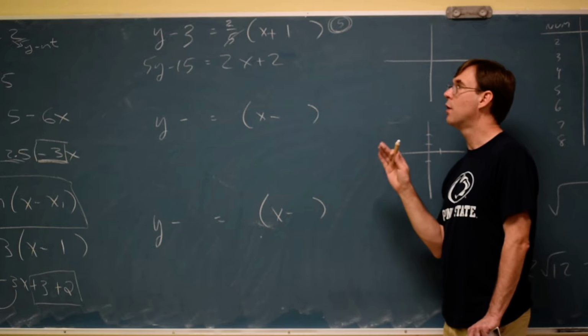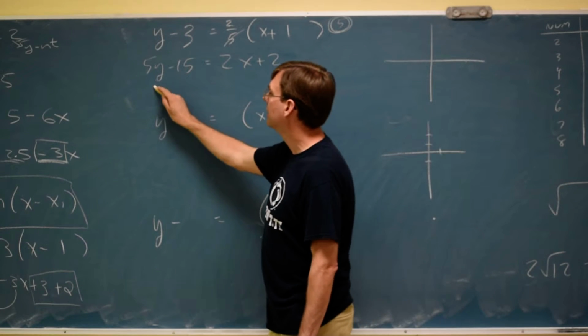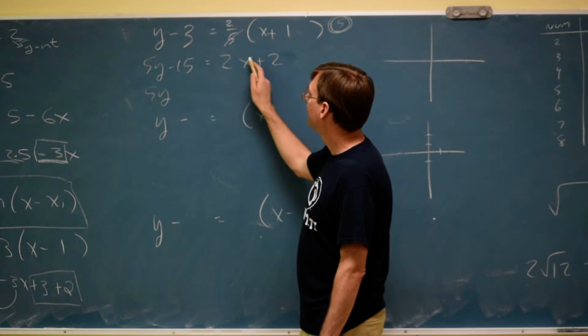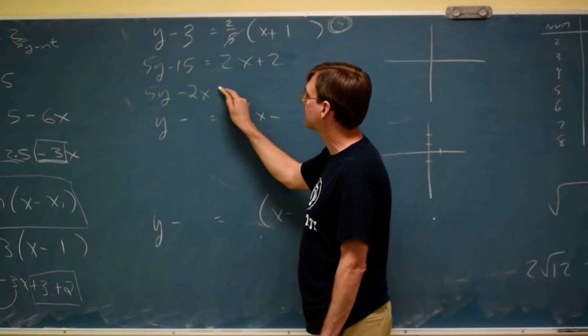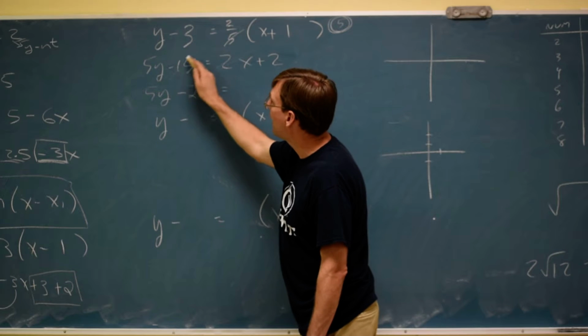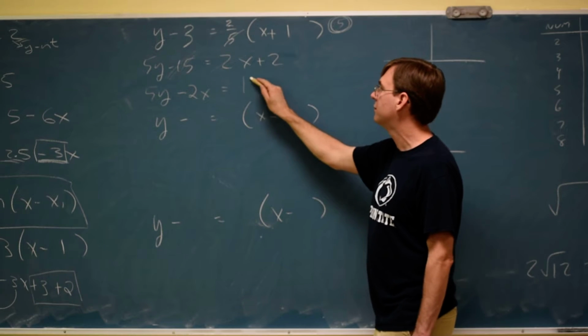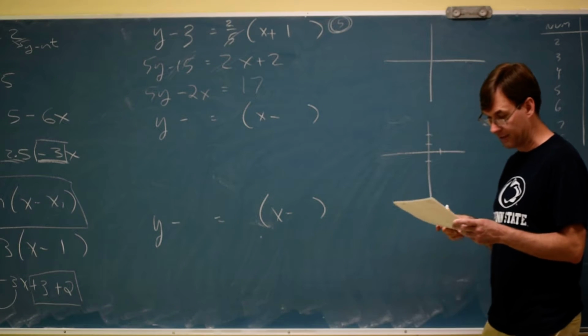And then standard form means x and y go to a side. So 5y is good. To get rid of a positive 2x, we'd subtract 2x. And to get rid of this minus 15, we have to add 15 onto the 2 and get a 17.